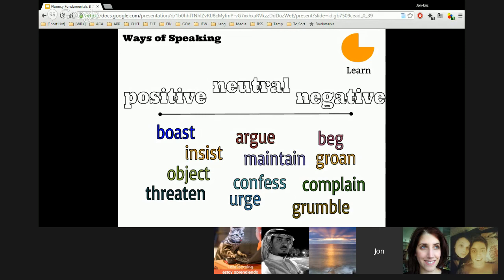So, Alexei, can you just say the next word going counterclockwise after object? Okay. It is threaten. Okay, almost. It's more of a threaten. Threaten. Excellent. Is that a positive or a negative or a neutral word? Oh, it's a negative word. Yeah. Can you give me an example?